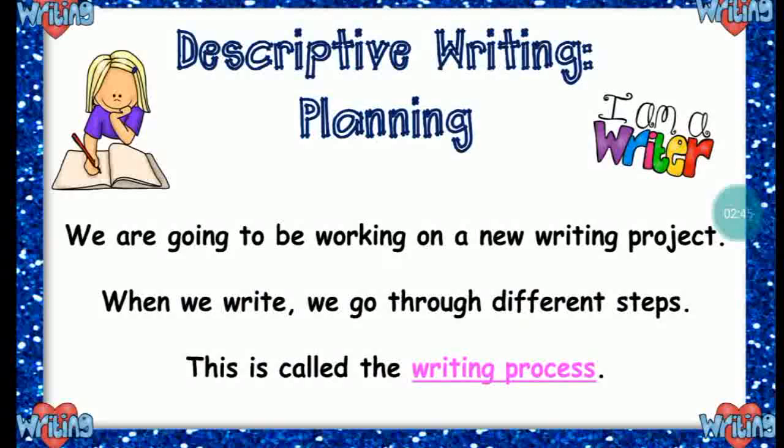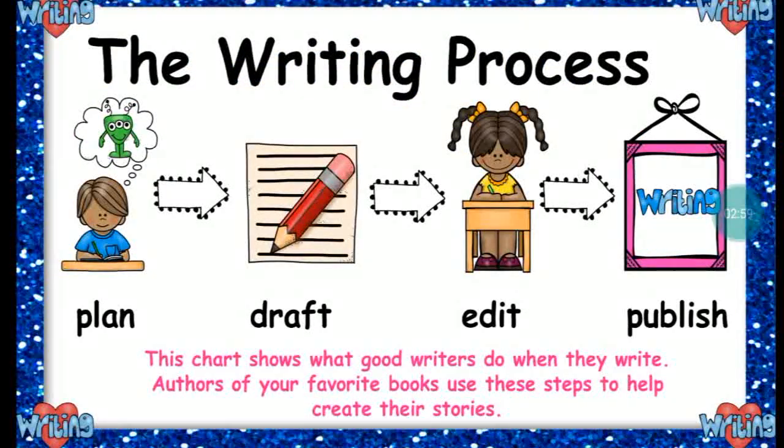T, great. Okay. We're going to be working on a new writing project. When we write, we go through different steps, and this is called the writing process. The writing process is plan, that is you think, then draft, which means writing, edit, you correct your errors, and then you publish. That means your book is ready to be read. So this chart shows what good writers do when they write. Authors of your favorite books use these steps to help create their stories.